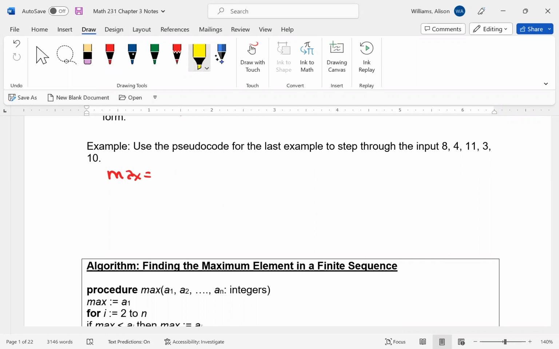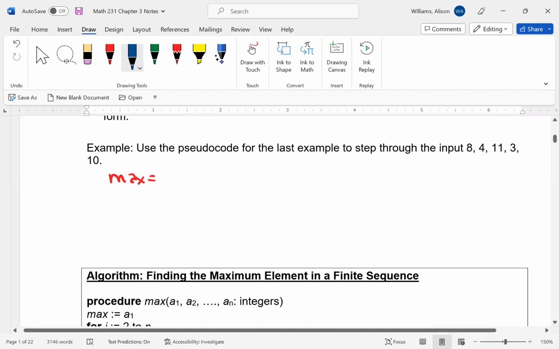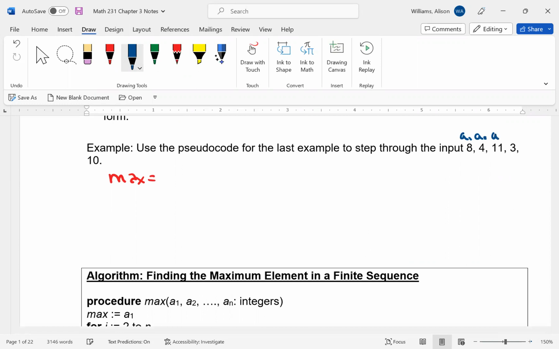By the way, let me just label this so that we are comfortable in here. I'm going to zoom a smidge. This is our first term in the sequence called A1. This is A2, A3, A4, and then this one would be A5. So there's 5 terms in this sequence.